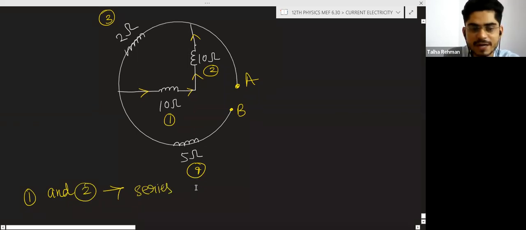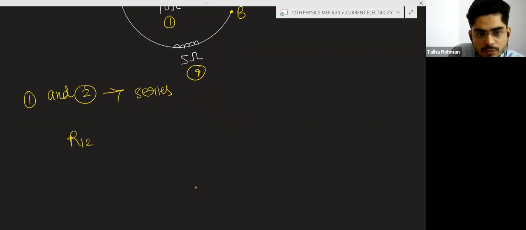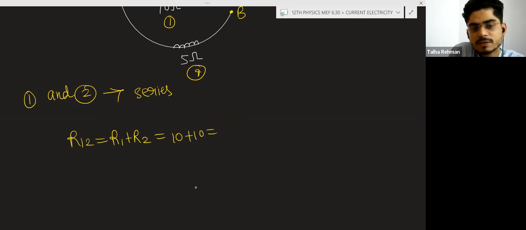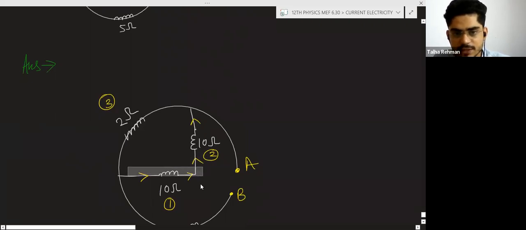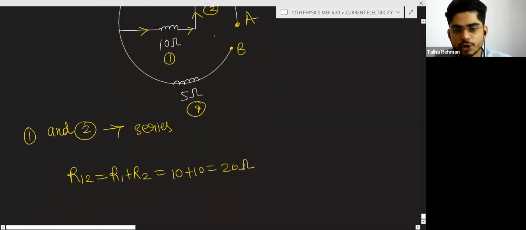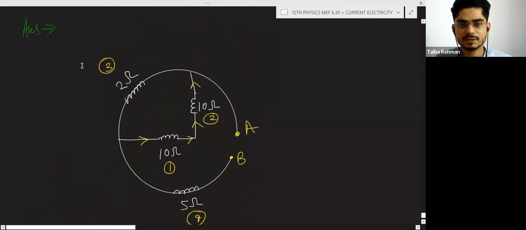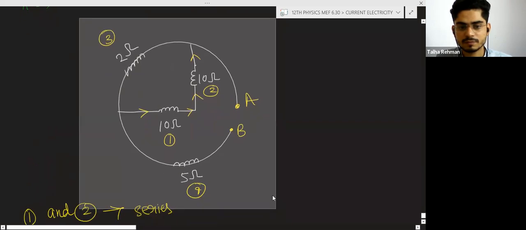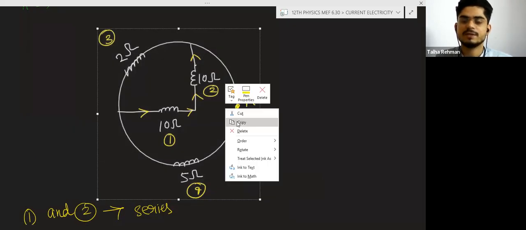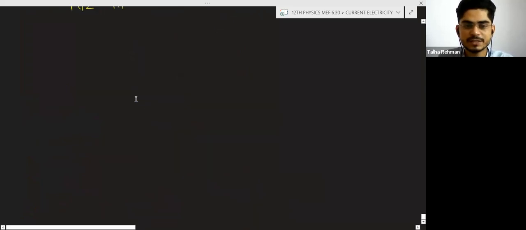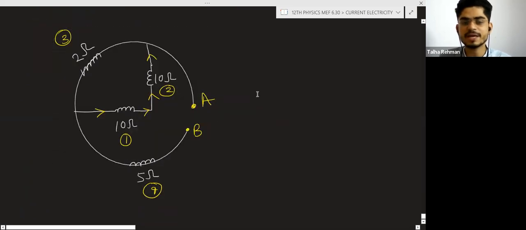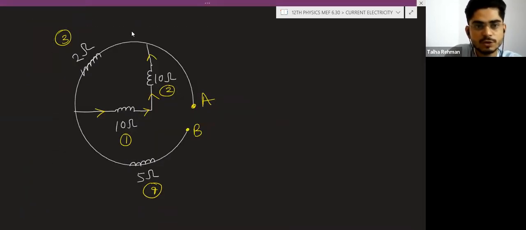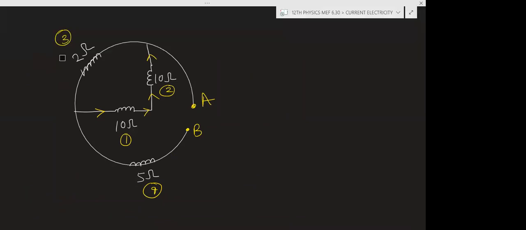So you can find the equivalent resistance of 1 and 2. R1 plus R2, that is 10 plus 10, 20 ohm. Means now instead of this, we have a resistance of 20 ohm. Now we will modify this. Just find the combination, modify the circuit and again solve it. This is the way, and when you do it many times, you will get into it and do it very fast.